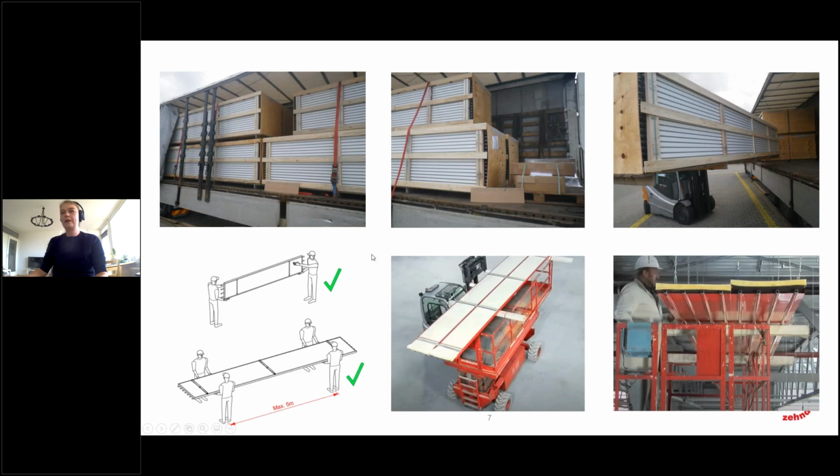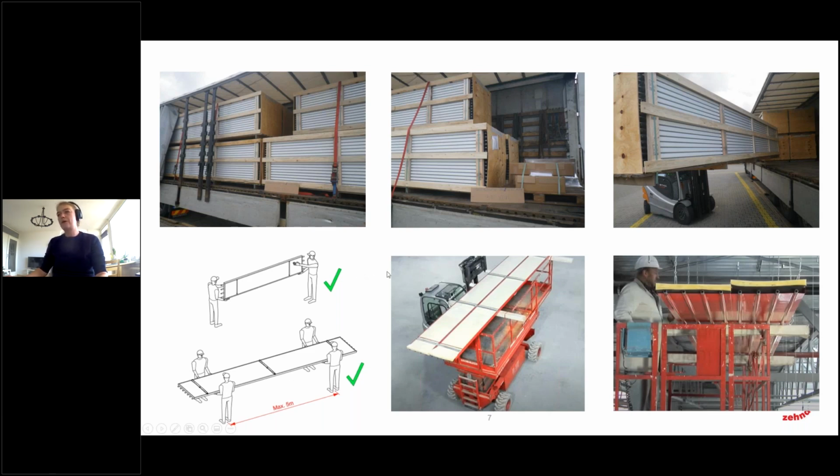What we can see here is how the panels are usually delivered to site. Usually they are put on a truck. You can see here they are packed quite neatly into a box. We have some accessories as well. They're usually on the same trailer, depending on the size of the project, and they should be unloaded with a forklift.